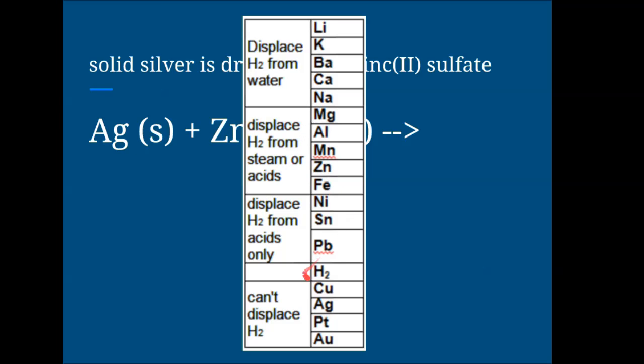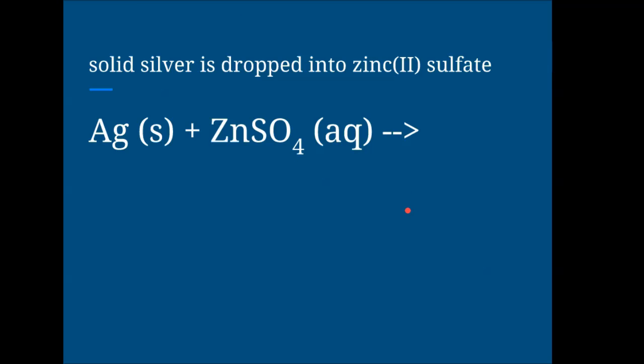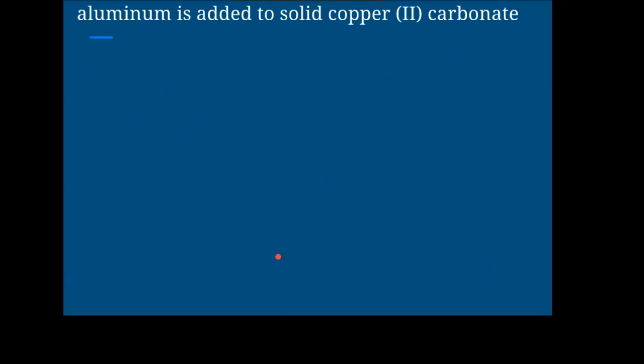All right, so let's see. Silver is down here, and zinc is up here. Since silver, the lone element, is beneath zinc, silver's not going to be able to replace zinc. So this reaction isn't going to happen. You would say no reaction because silver can't displace zinc. All right, let's take a look at another one.